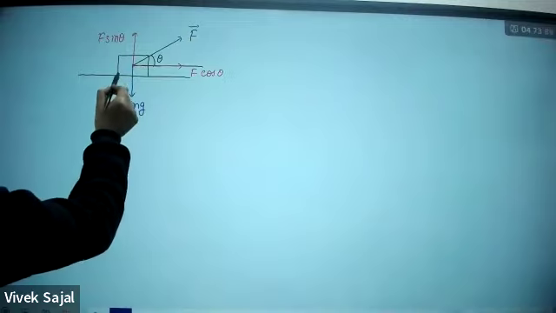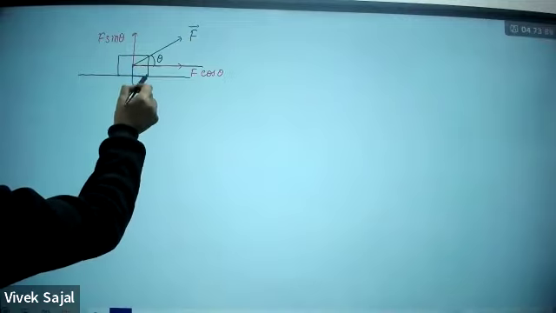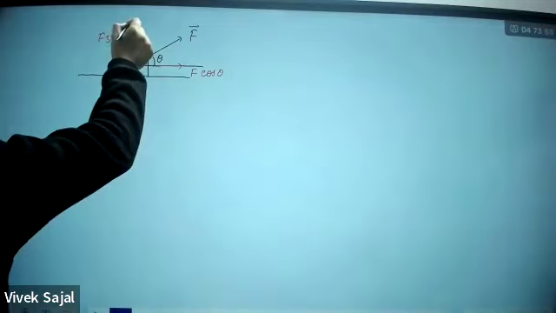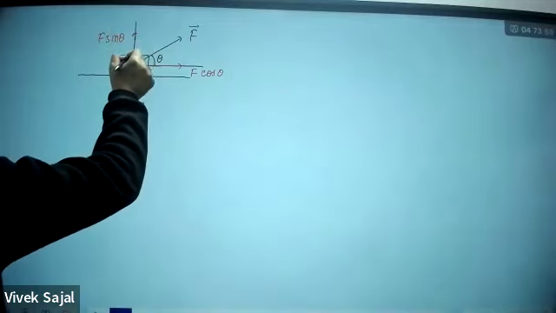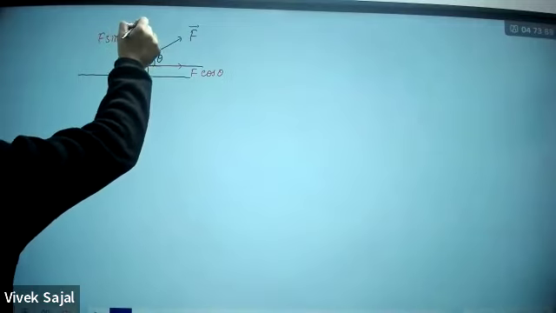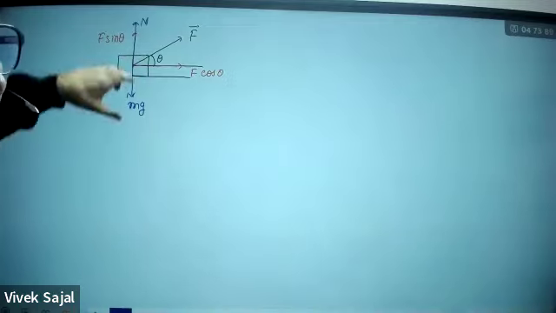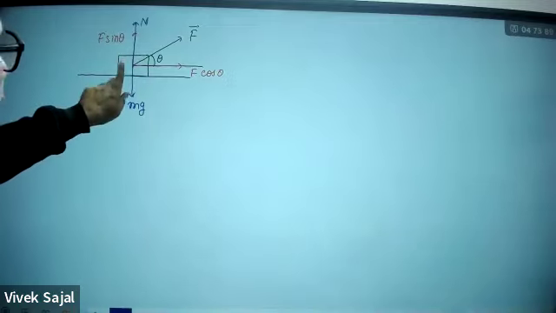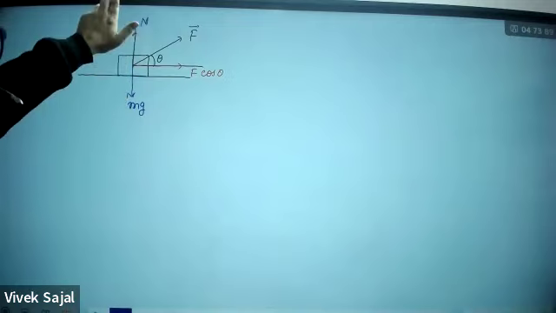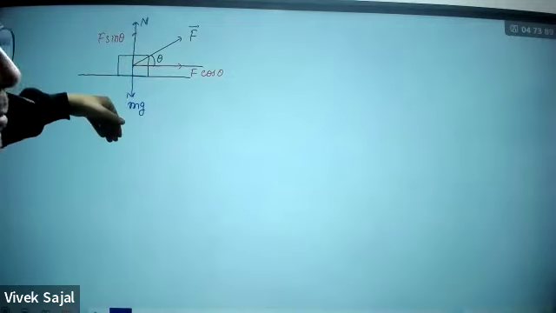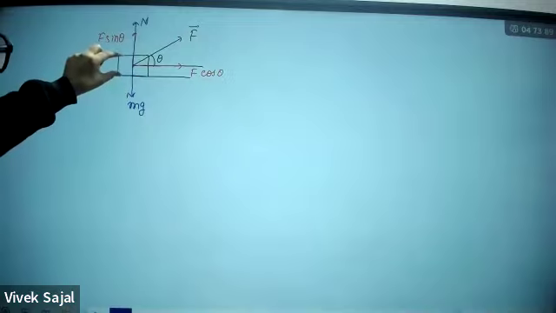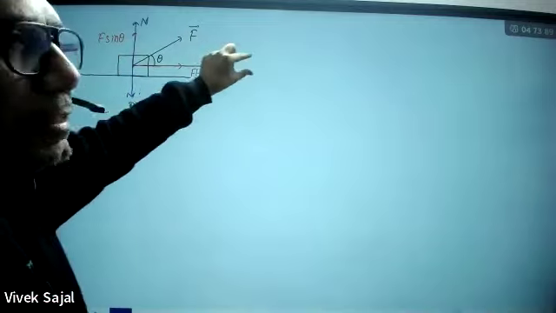That will be mg. Because this block is in contact with the ground, a normal reaction is going to act in the upward direction. This will be N. This block is not going to move up or down, which means the force components in the upward direction are balanced by the downward direction. So this block is going to move in this direction.